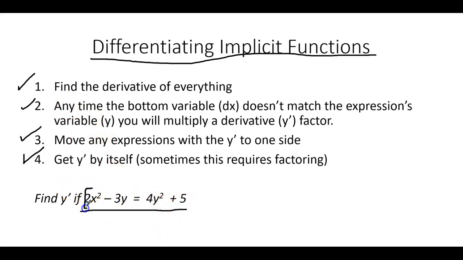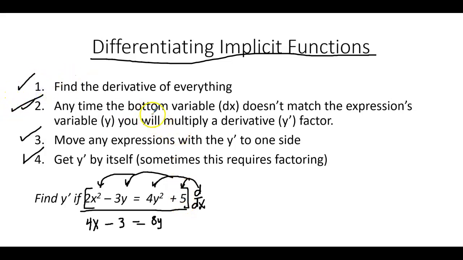Basically, the first thing you're going to do is find the derivative of everything. So if I wanted to find the derivative of this, I would put a d over dx right here, and I'm going to take the derivative of every one of these pieces. That would be the first step. So this would become 4x. This would become 3. This would become 8y. And then this would become 0.